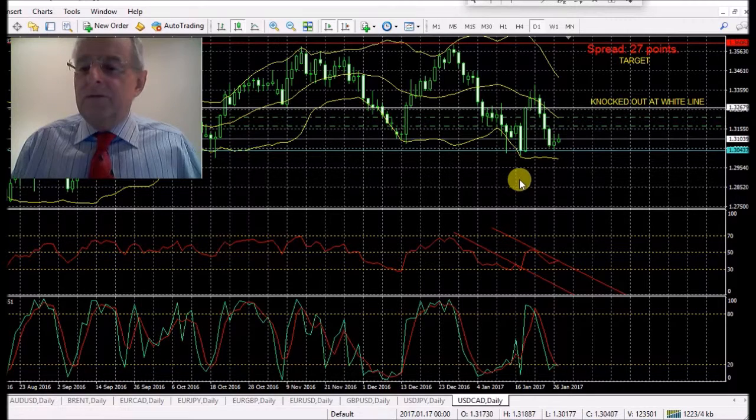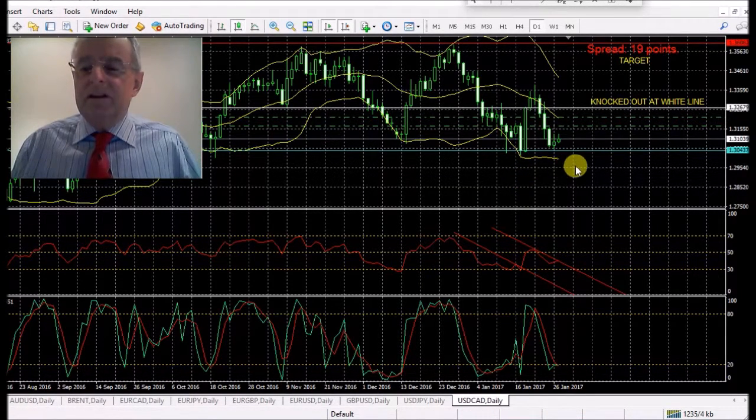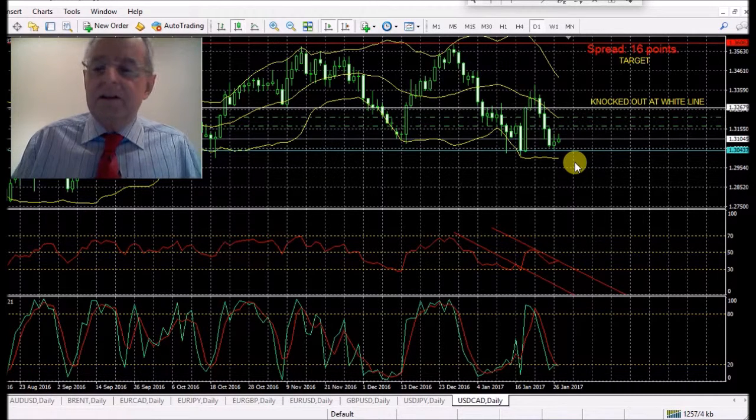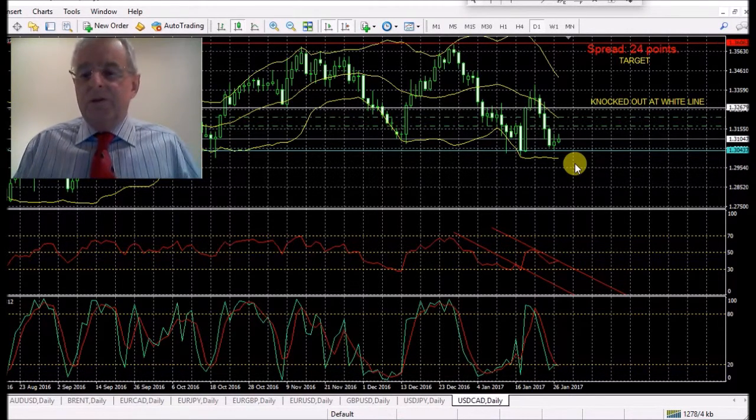So we've got bearish COTs on oil, and the Canadian dollar is a little bit overbought at the moment. So we're looking for the Canadian dollar to drop and the American dollar to actually come back up. And that's why we think this one is a very good trade.